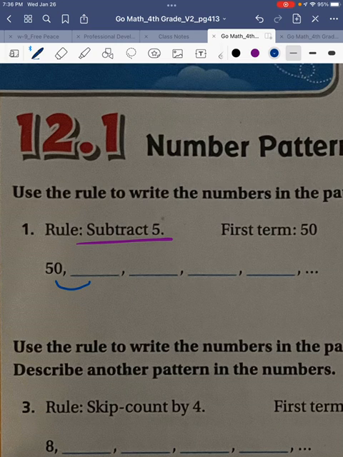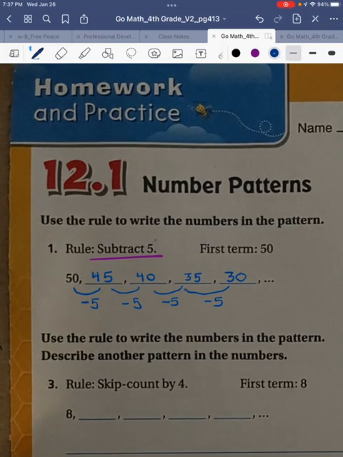They're saying from here to here, you want to be minus 5. So that would be 45. This would be 40, because again, we're subtracting 5. 35. 30. Right? Each time you take 5 away from the number in that space. Pretty simple there.